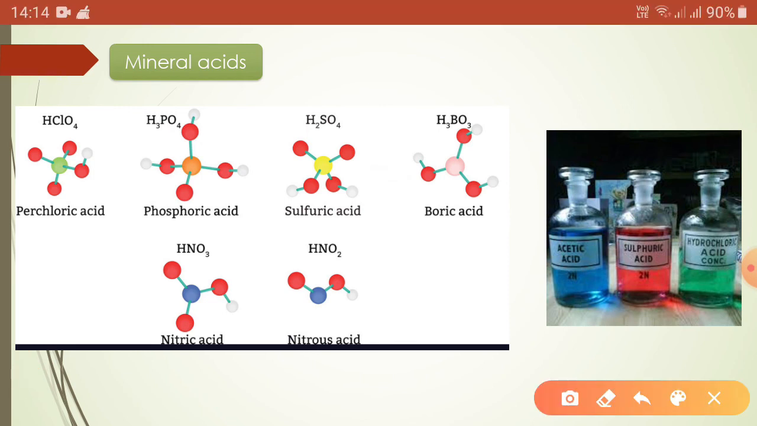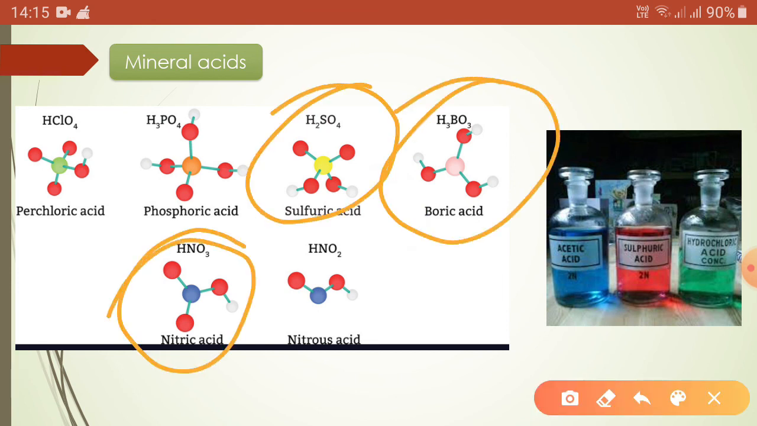Mineral acids. The acids that are prepared from minerals are known as mineral acids. Examples: HCl, nitric acid, sulfuric acid, boric acid, phosphoric acid. These acids are also known as man-made acids, synthetic acids, or inorganic acids. So natural acids are known as organic acids, but mineral acids are known as inorganic acids or synthetic acids. Got it?